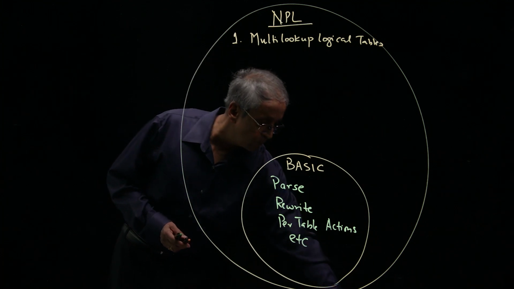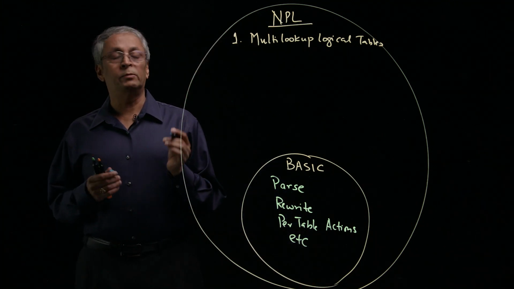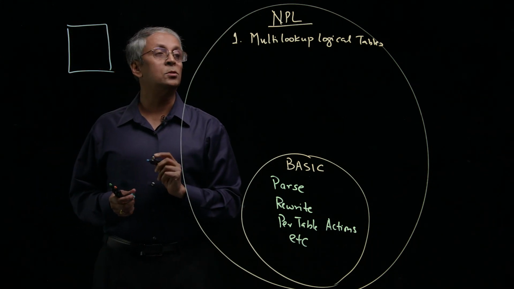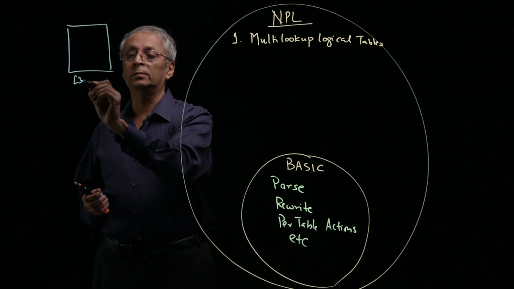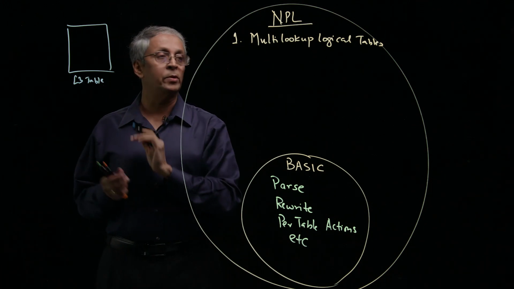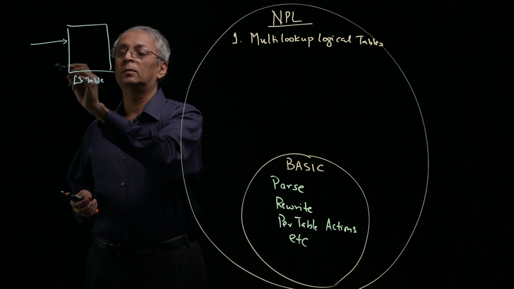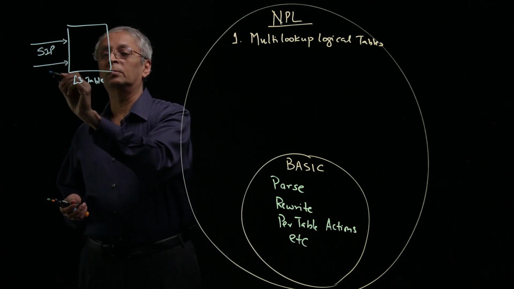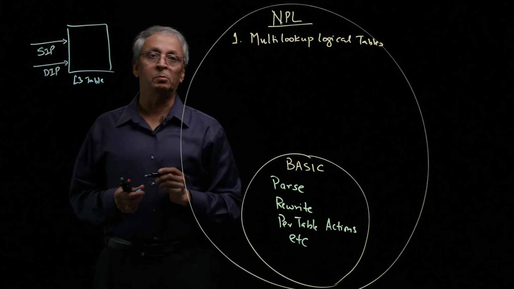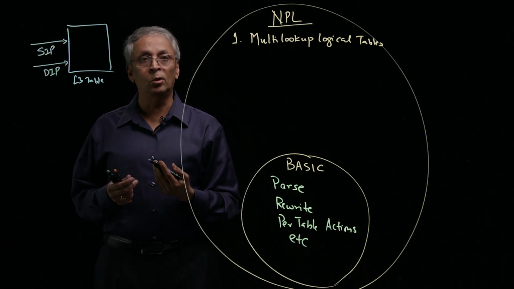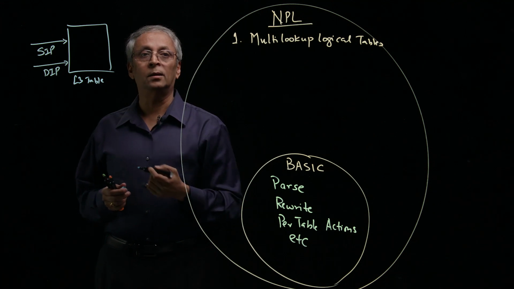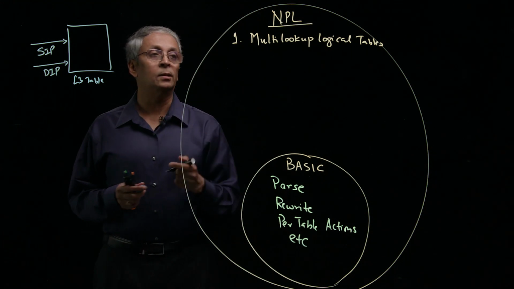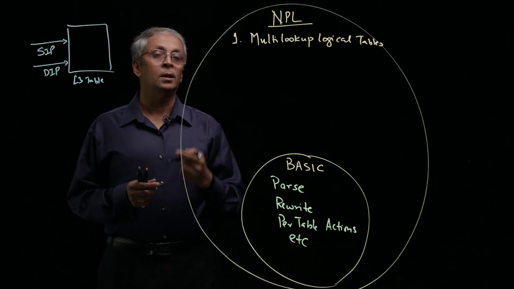So what does this mean? Let me give an example. Let's say I have a table, and let's say this is a layer 3 table. It's a hardware table. And I want to look up based on source IP address, and I want to look up based on destination IP address. So essentially, I'm doing two logical tables in a single hardware physical table. This is what we call multi-lookup logical tables. This is something that we have an explicit construct in NPL to allow this.